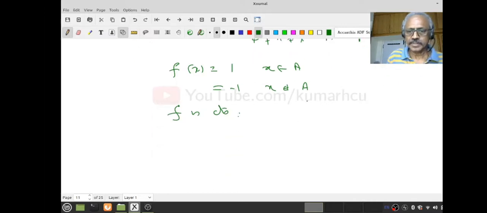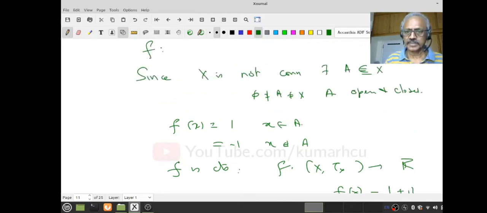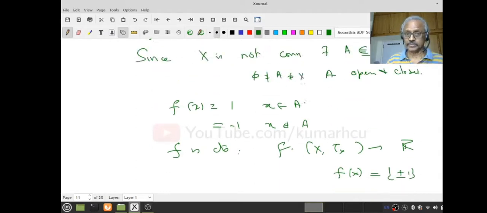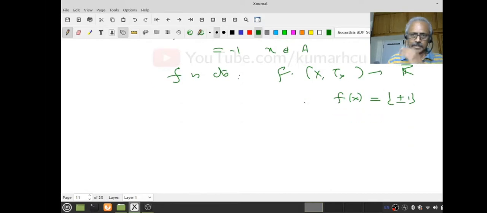F is from (X, tau_X) to R, so that f(X) is contained in plus or minus 1. Why is it equal to plus or minus 1? Because A is non-empty and A is not equal to X. Therefore, there exists one x which is not in A. Therefore, f(x) must be minus 1 for that. Therefore, f assumes both the values. And A is non-empty. Therefore, there exists at least one x such that f(x) equals 1. 1 is a value. Minus 1 is also a value. Do you follow that? Okay.